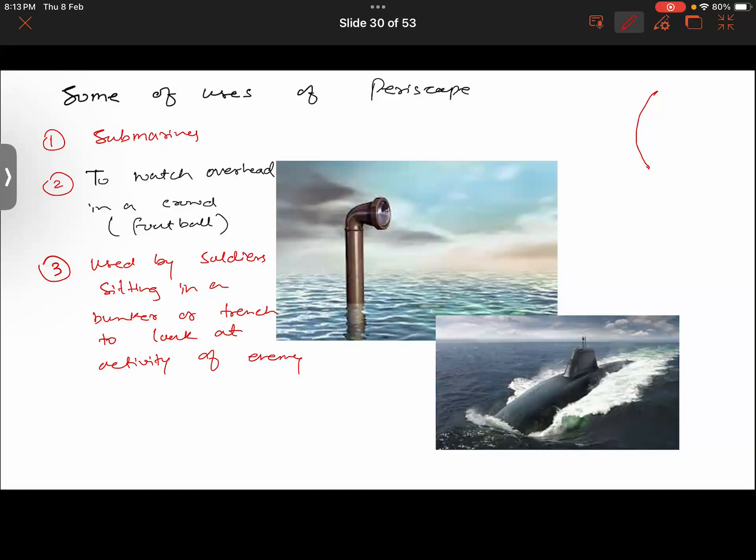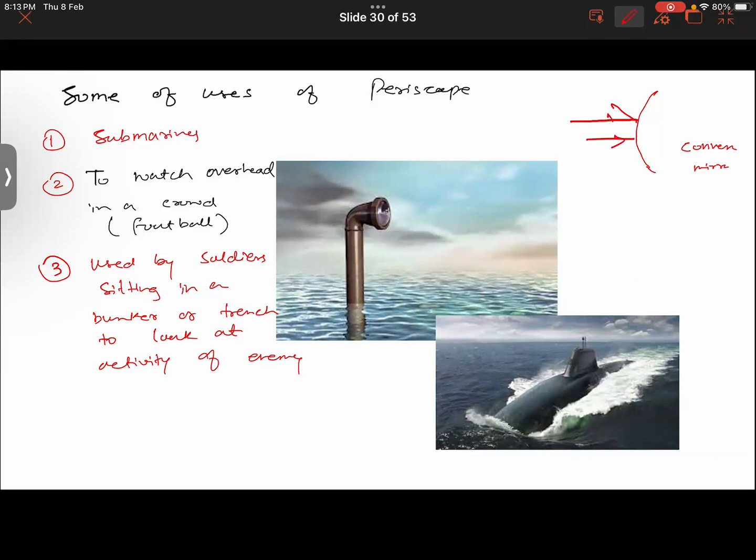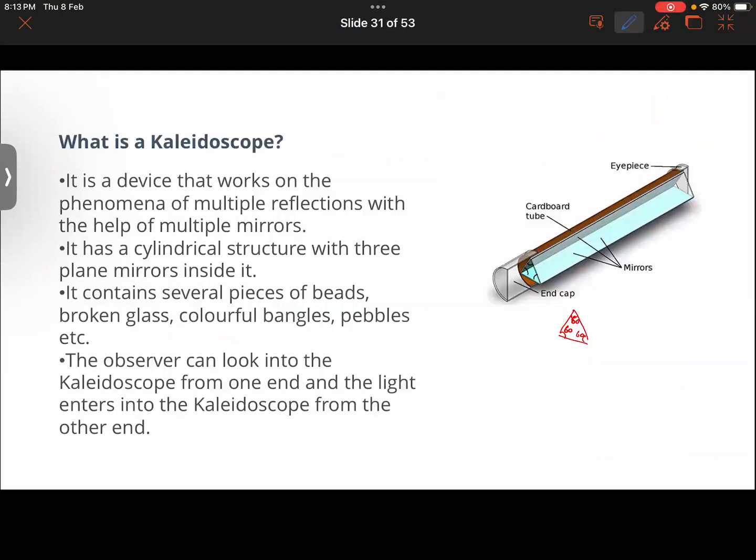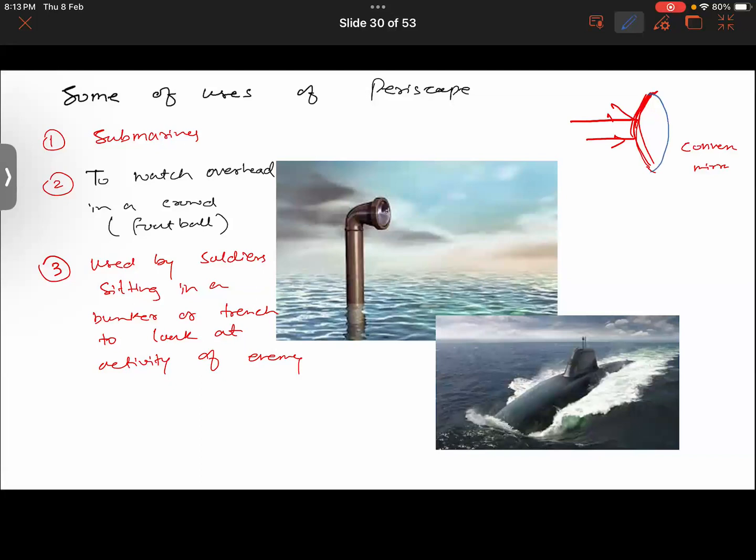For example, here you have a convex mirror. This is the reflecting surface from where reflection is happening. What if you were to bring another convex mirror and place it on the other side? If both the front and back surfaces of the glass look like convex mirrors, that is actually a convex lens. Our eye looks somewhat similar to this.